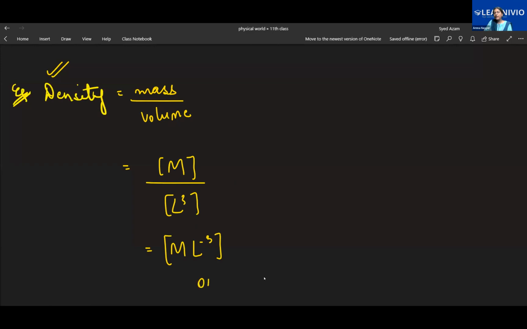Or you can write this as m L to the power minus 3 t to the power 0. When I'm writing nothing here, only m, it means m to the power 1 is there. Like here it means m to the power 1 is present. So this is the dimensional formula of density. Am I clear till here?